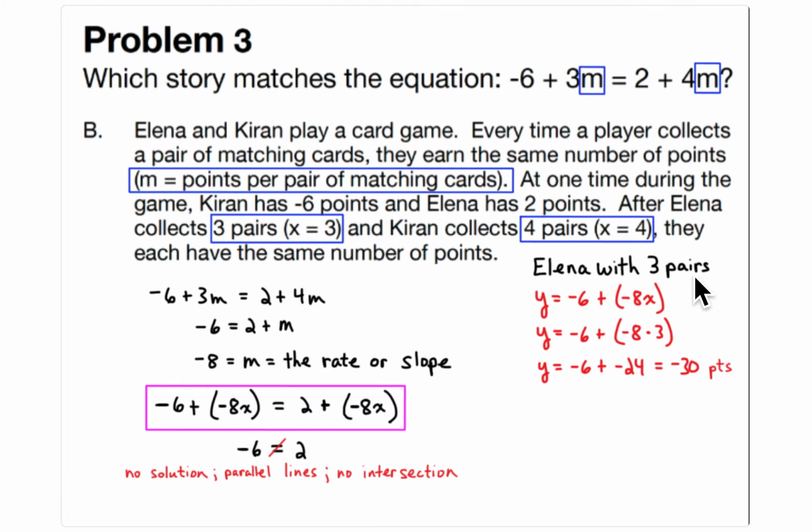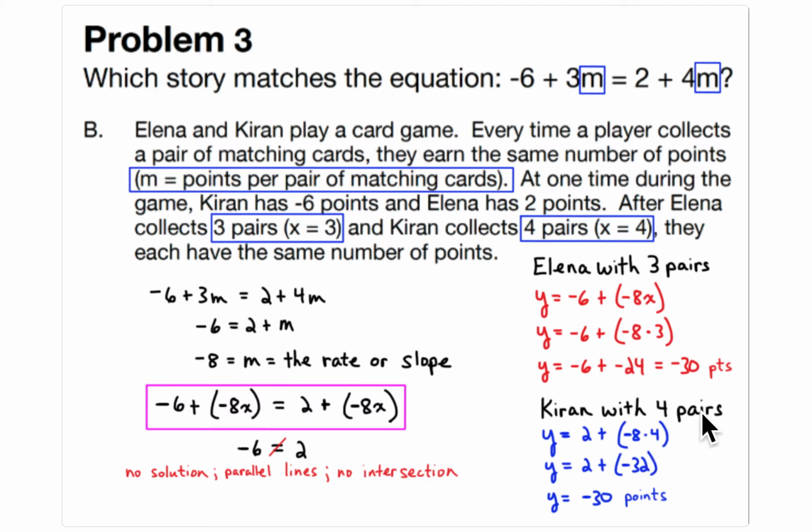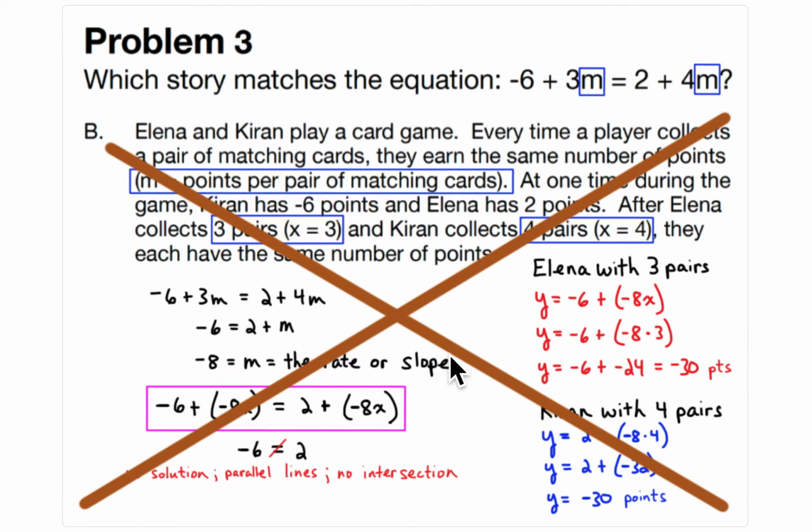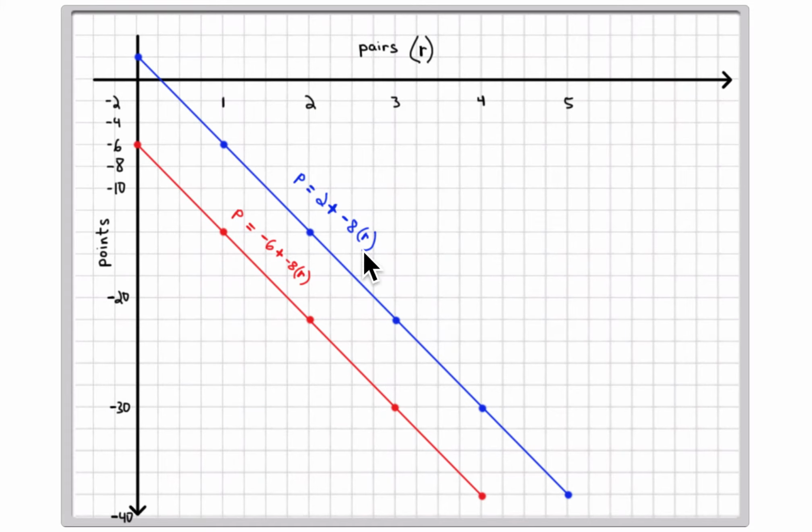So Elena collects 3 pairs of cards to get to negative 30 points. Kieran collects 4 pairs of cards to get to negative 30 points. So it's going to be the same graph. This story does not make sense where they collect negative points, but you're going to get the same graph.